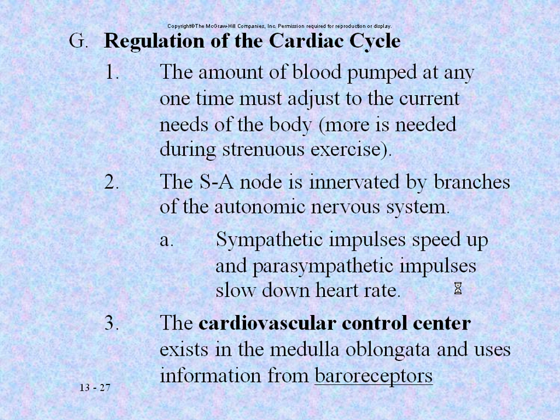Now we keep saying that the brain is kind of overseeing all this activity, and technically it's the lower areas of the brain, in the medulla oblongata mainly, where we have our cardiovascular control center. And it gets information from chemoreceptors and pressure receptors, baroreceptors, on what type of heart activity is necessary.